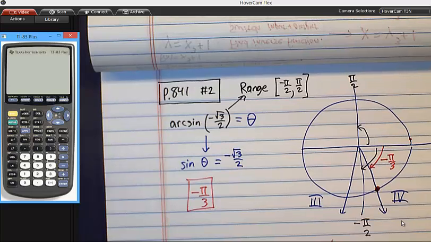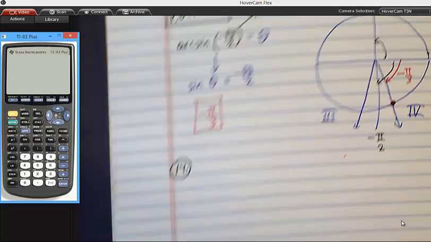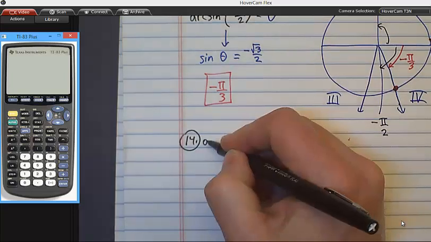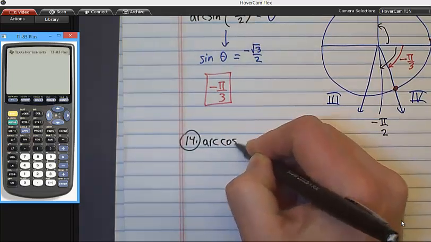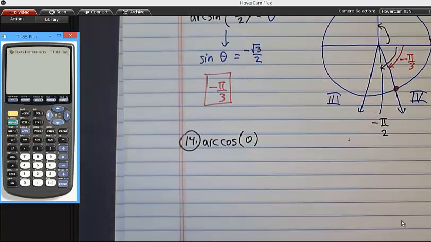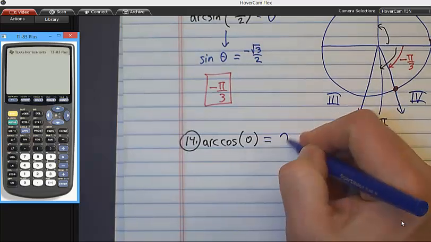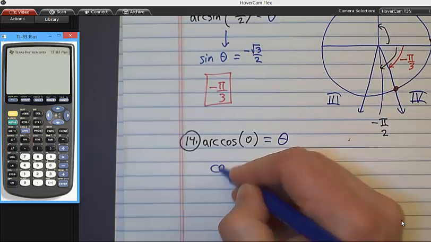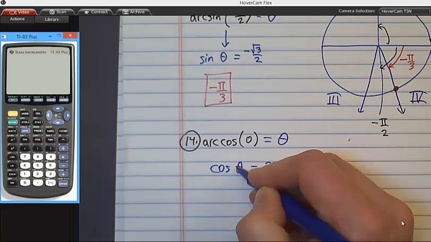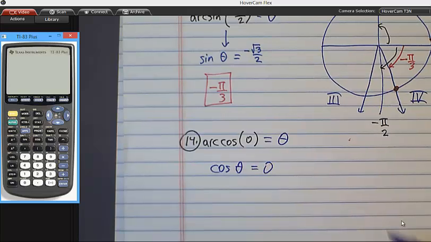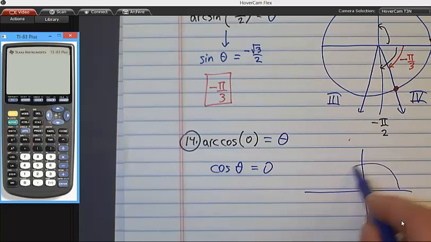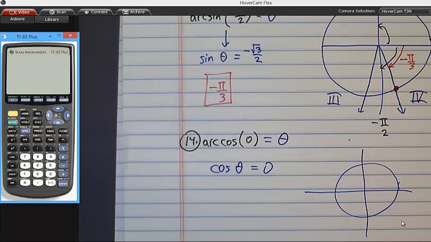Okay. They give me the inverse cosine of 0 in number 14. That's a nice example. Arc sine or inverse sine mean exactly the same thing. So 14 says arc cosine of 0. That's a nice problem. Let's call that equal to theta. So that means that the cosine of theta is 0. Again, I'm on the unit circle. Where on the unit circle are we when the cosine is 0?